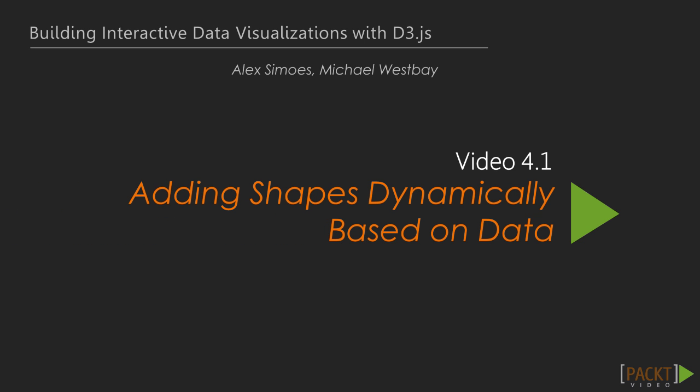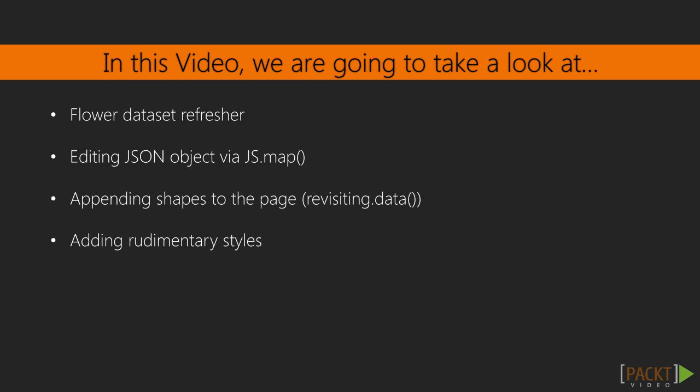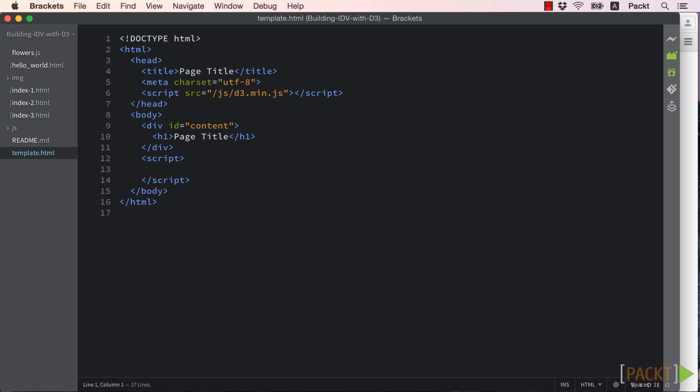For this first video in this section, we'll take a look back at our flower dataset from section 2. We'll add a random numerical value to our dataset to be mapped to the height of our rectangles. Next, we'll add these elements to our canvas, and in doing so, revisit D3's scale function to make our bars fit on the page. First of all, let's copy our template to index4.html.